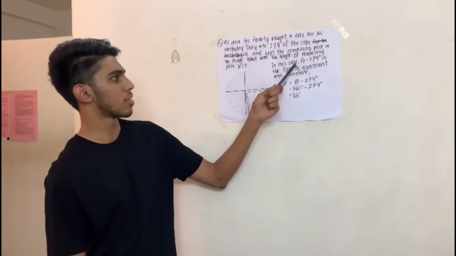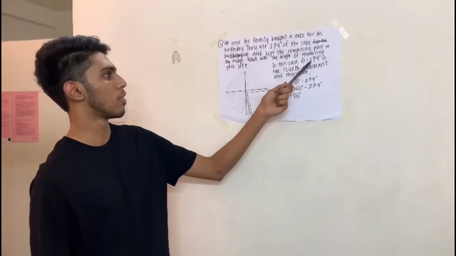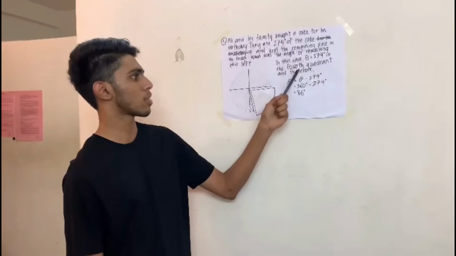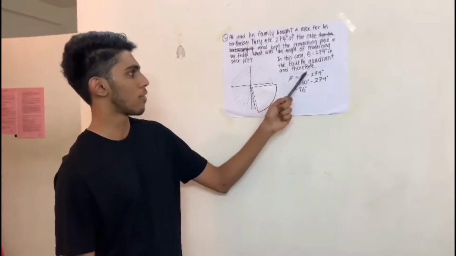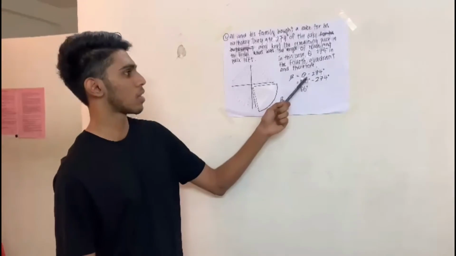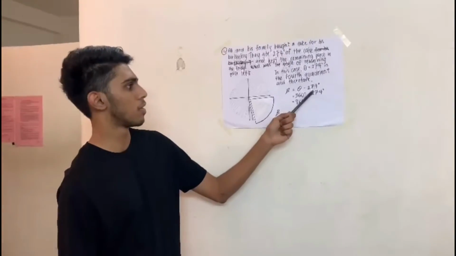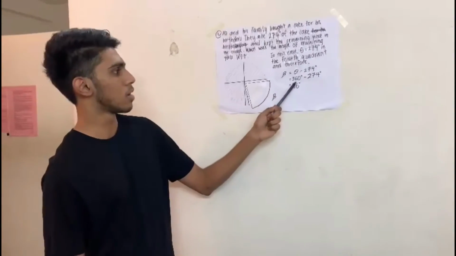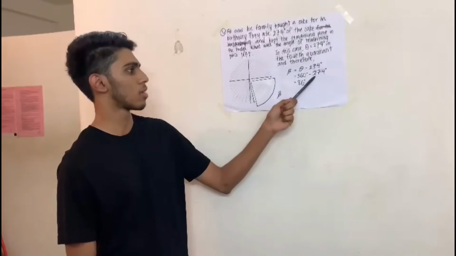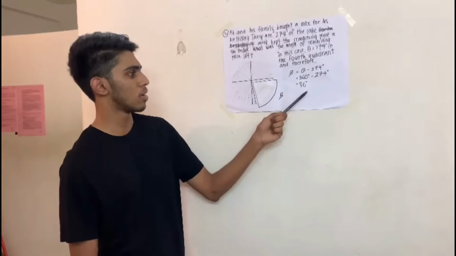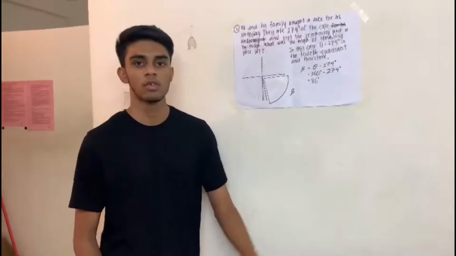In this case, theta equals 274 degrees in the fourth quadrant, and therefore beta equals 360 degrees minus theta, which is 360 degrees minus 274 degrees. So the answer is 86 degrees.